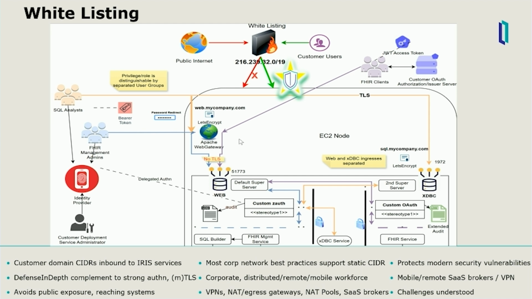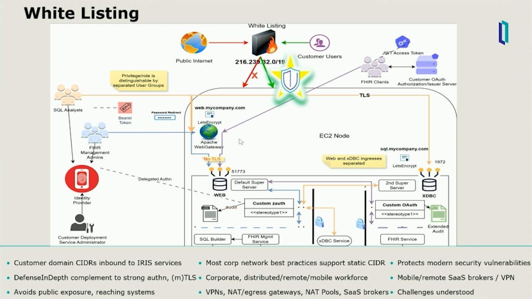Whitelisting. Notice the star at the upper top of the firewall. Whitelisting relies on static CIDRs, IP ranges. It's important for removing public internet access with defense in depth to strong authentication and mTLS enforcement. It protects against modern security vulnerabilities like port scanning, lateral movement, DDoS, exploitation of weak default or weak configurations, reduced attack surface, blast radius, etc.